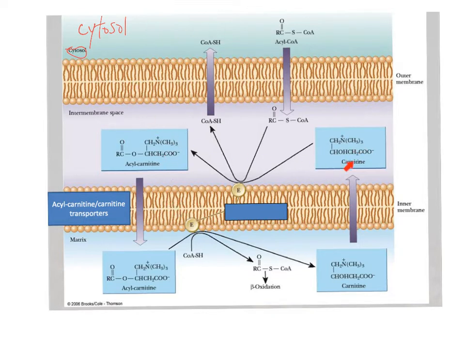This is where carnitine comes into play. And this is one of the reasons why carnitine can be used as a muscle, like an energy supplement sometimes. Because if you eat a decent amount of carnitine, at least in theory, you could help make it easier for beta oxidation to occur. Okay.